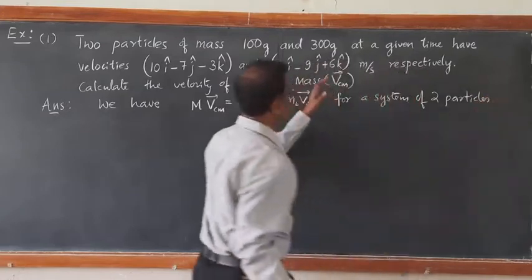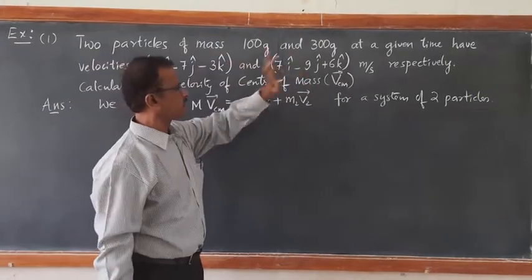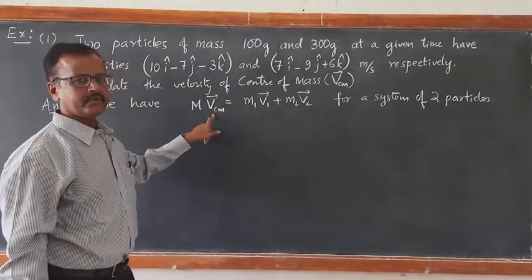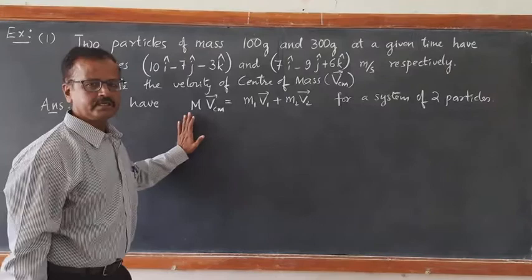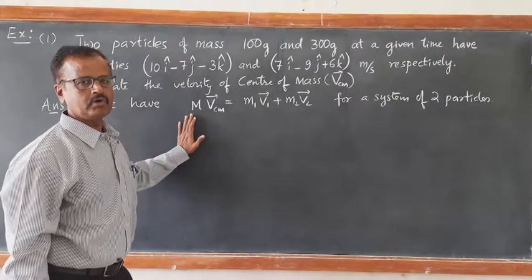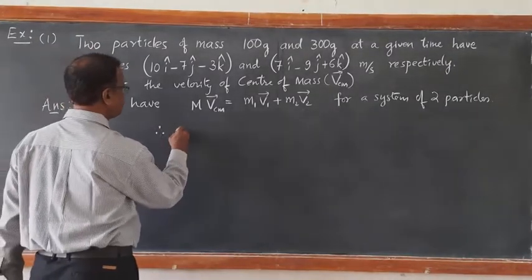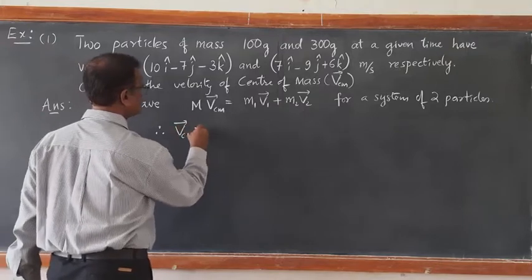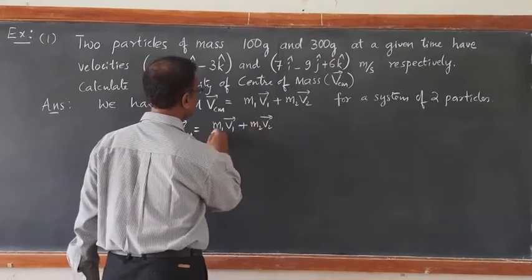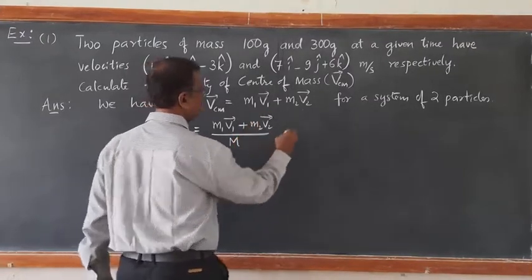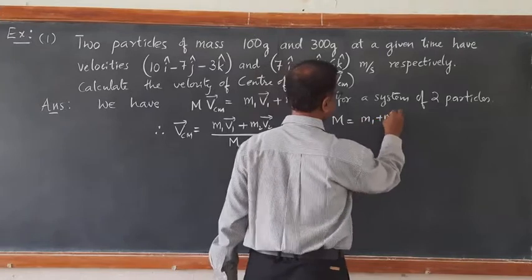So we are taking a system of two particles where v1 vector is the velocity of the first particle and v2 vector is the velocity of the second particle. Vcm vector is the velocity vector of the center of mass. And what is M? M is the total mass of the system, or it is also called the mass of the center of mass. Therefore, Vcm becomes equal to (m1 v1 vector plus m2 v2 vector) divided by M, where we know the mass of the total system is equal to m1 plus m2.